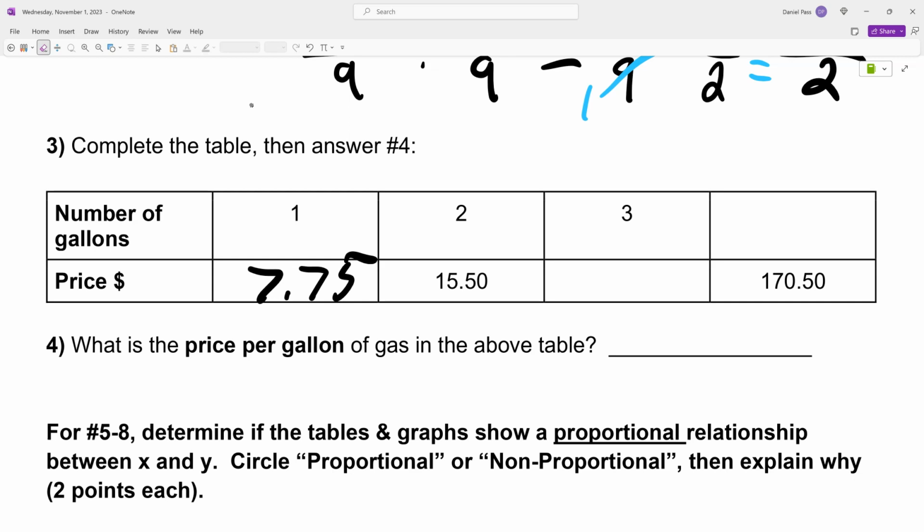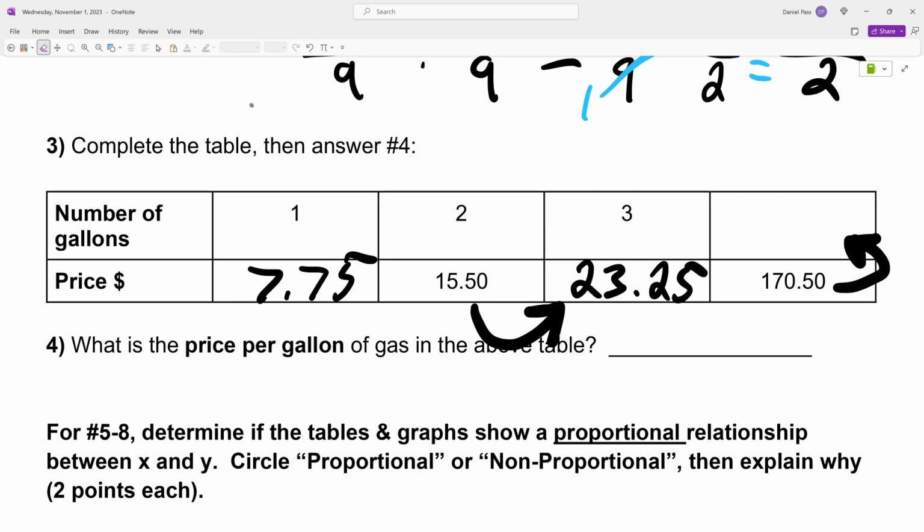Good. Okay, and what about 3? I did 7.75 times 3. Right. Or you could also add here. And what do we get? 23.25. Cool.